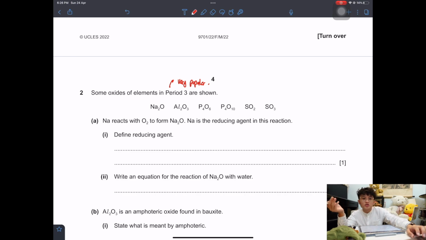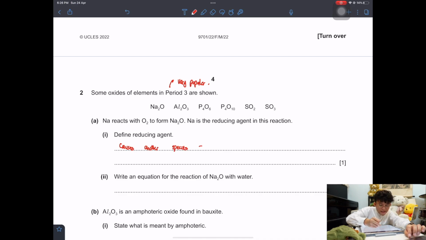Guys, did you define reducing agent? I know that a reducing agent is an agent that undergoes oxidation, or it causes another species to undergo oxidation, right?